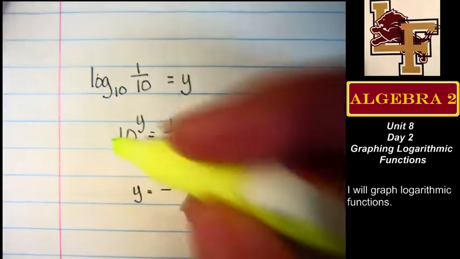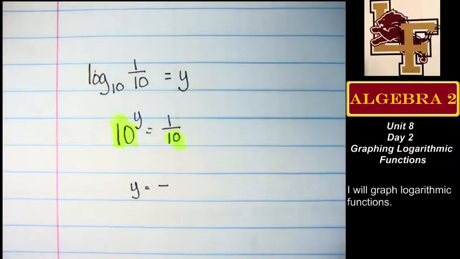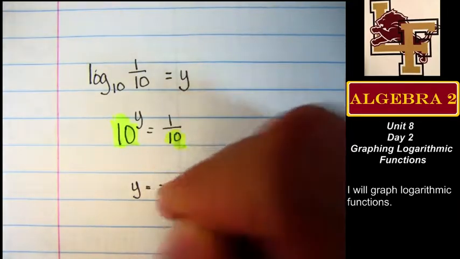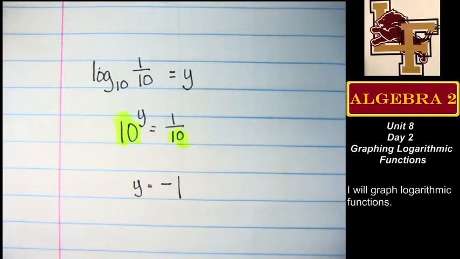Now compare this base to the denominator. How many times do I have to multiply 10 to itself to get 10? 1. Negative 1. So log base 10 of 1/10 is negative 1.